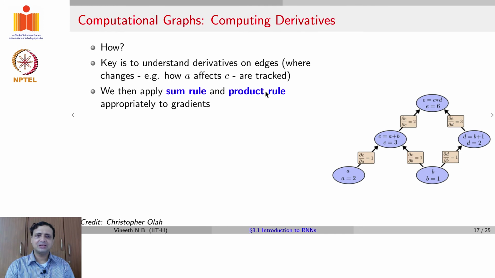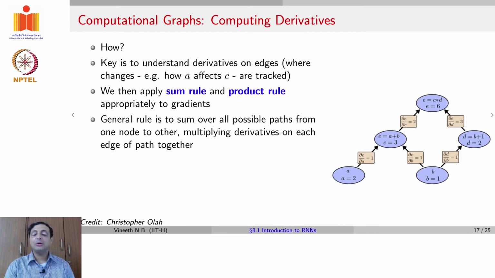So how are we doing this? We are applying the standard sum rule and product rule appropriately to compute each of those gradients at the edges. And to get your final gradient, you could sum over all possible paths from one node to another, multiplying the derivatives on each edge of the path together. So for example, if we want ∂E/∂A, we look at all possible paths that take us from A to E. In this particular case, that would be just this path.